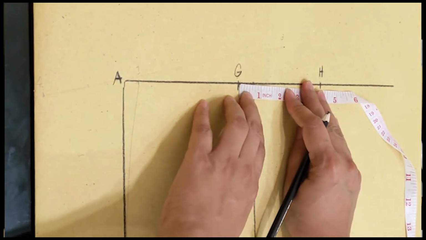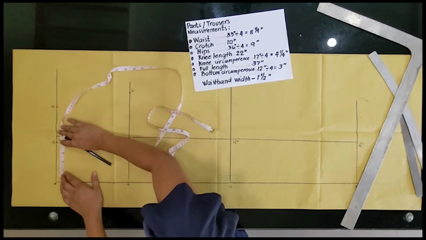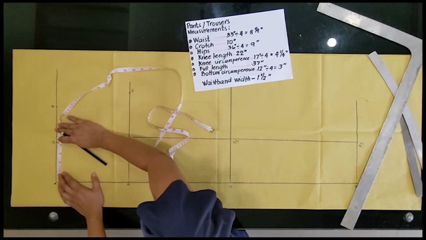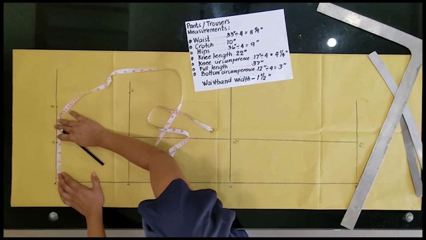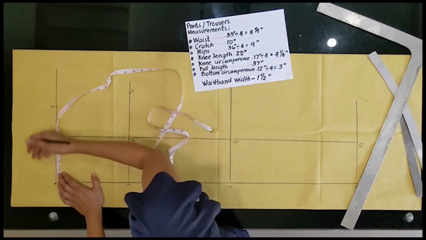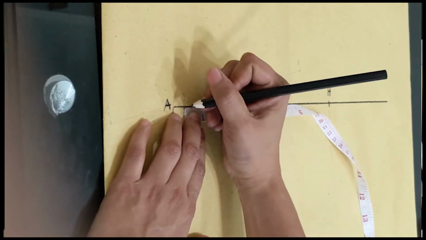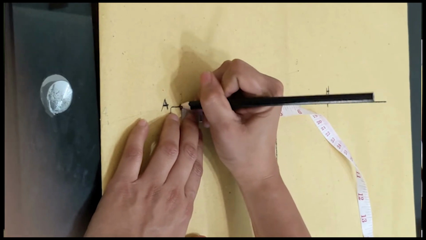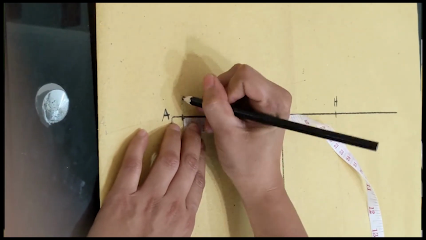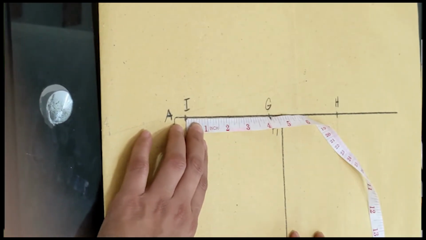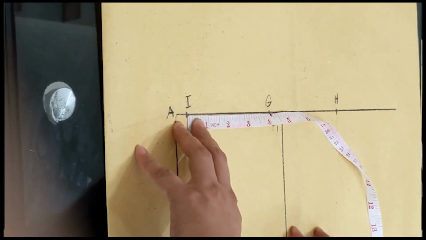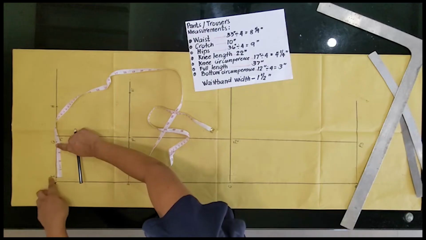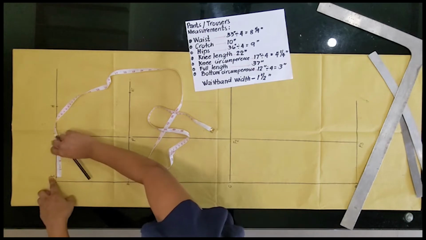So after G to H, we have to move on to the other side. From G to I, going to the left, is 4 and 1/8, same as the G to H measurement. So this is 1/4 of waist circumference divided by 2. So this point is point letter I.